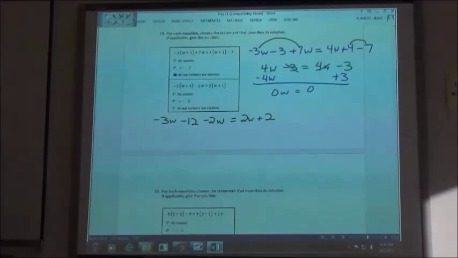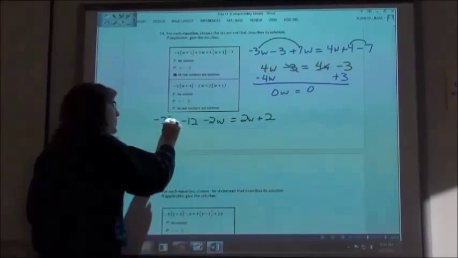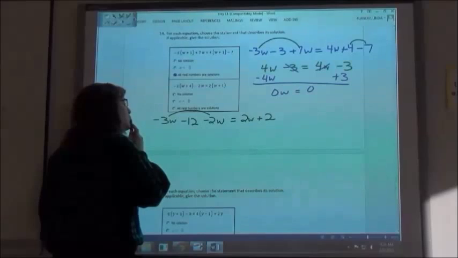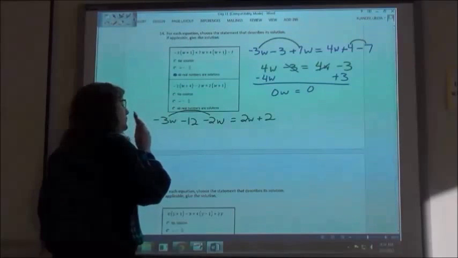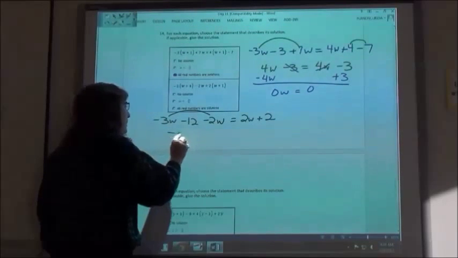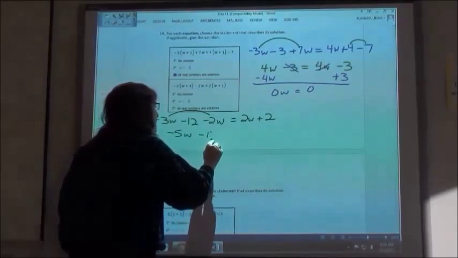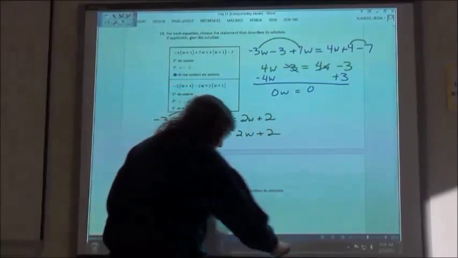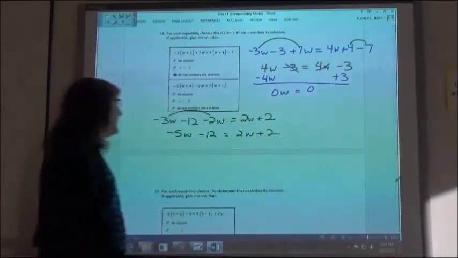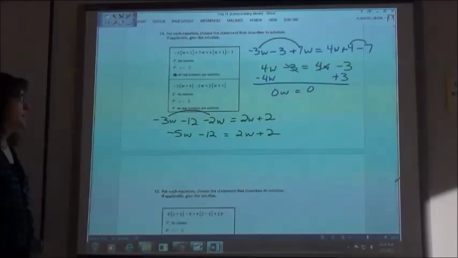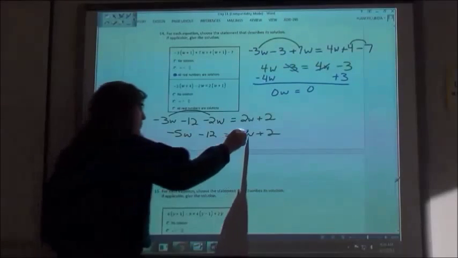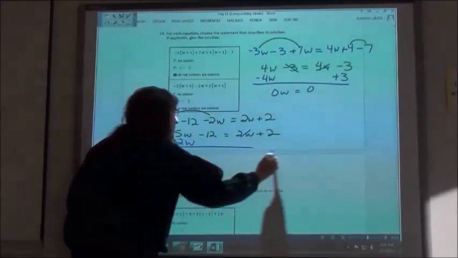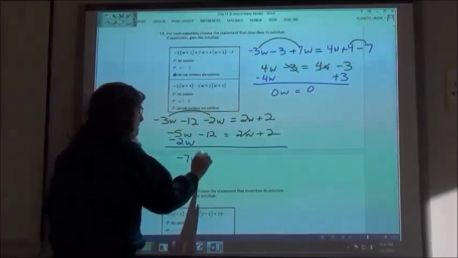So then we do the 3w and the minus 2w. Negative 3w plus minus 2w is going to be negative 5w. Minus 12 equals 2w plus 2. So your plus 2 will come over to your negative 2w, be 7w, and minus 12 will be positive 12.